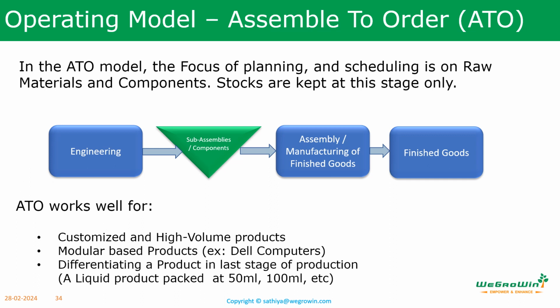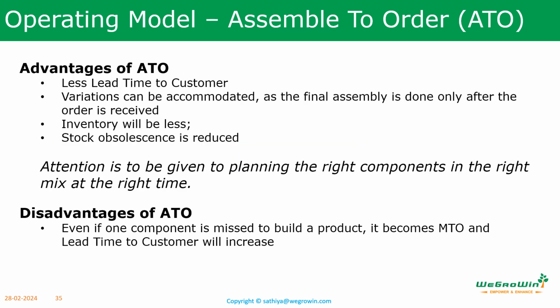ATO works well for customized and high volume products, modular based products like computers and laptops, and for differentiating a product in the last stage of production, like a liquid packed product in different sizes like 50 ml, 100 ml or 200 ml, etc. The advantages of the assemble to order model are the lead time to the customer is less. Variations can be accommodated as the final assembly is done only after the customer order is received. Inventory will be less, and stock obsolescence can be reduced.